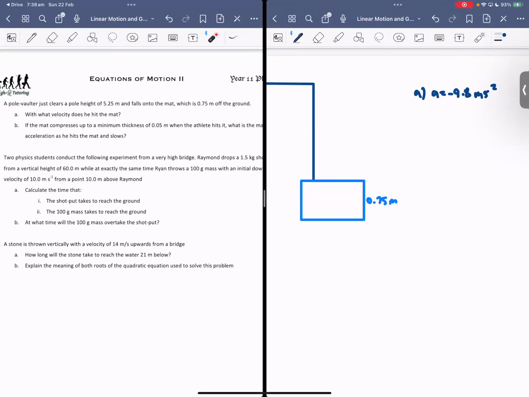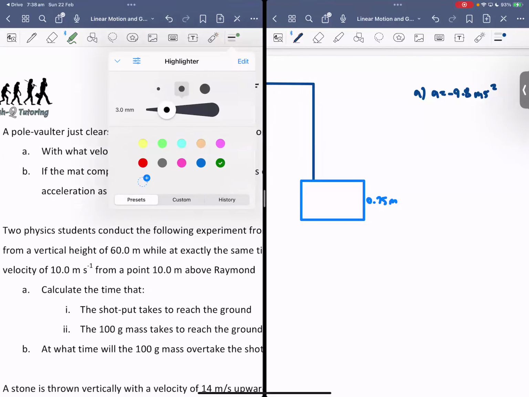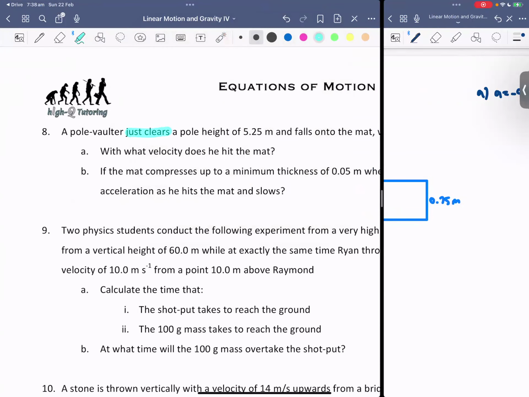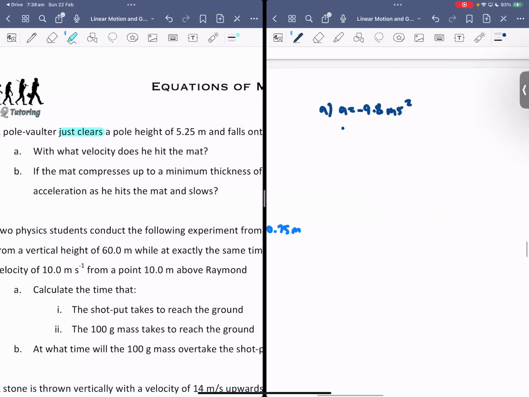Ooh, just clears. Just clears it. If he just clears it, does that mean he was at his max height? And what happens at max height? Velocity is 0. That's why he just clears it. So you have to read a little bit. If he just clears it, his velocity is 0, so I'll write that down. Final velocity is 0.